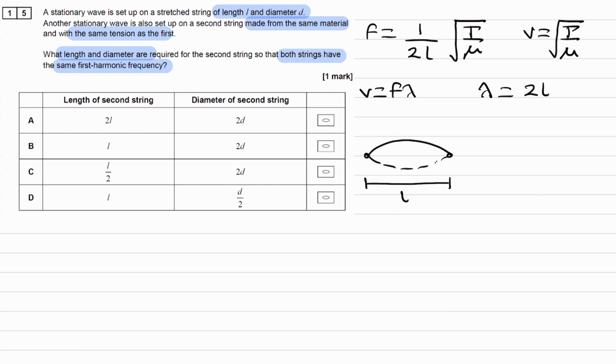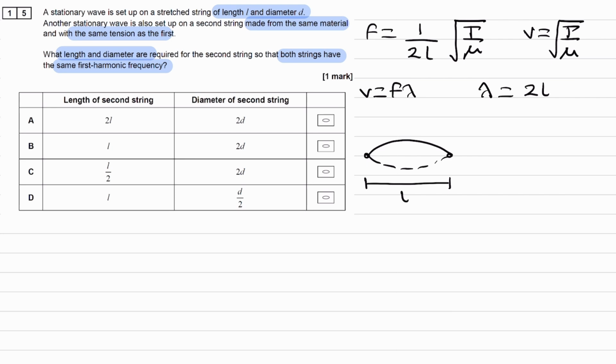So to get this equation with these three equations, you replace the lambda with 2L. Put this 2L in there, and then replace the v with f times 2L. Then just rearrange and you'll end up with this equation here.